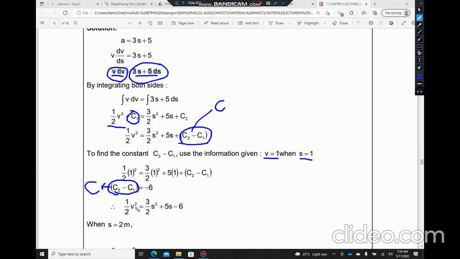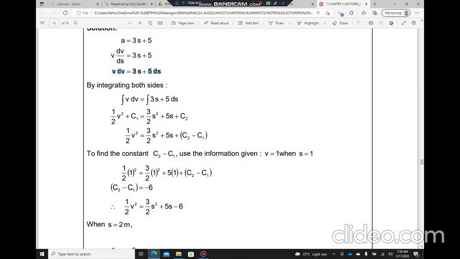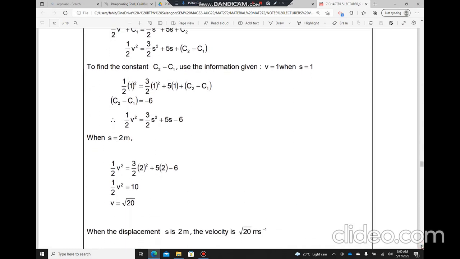So 1 over 2 V square equals 3 over 2 S square plus 5S minus C. Then when S equals 2 meter, you just substitute into this equation, kita dah dapat ni, gantikan nilai S, so you get V equals square root 20. When the displacement S is 2 meter, the velocity is square root 20 ms negative 1.